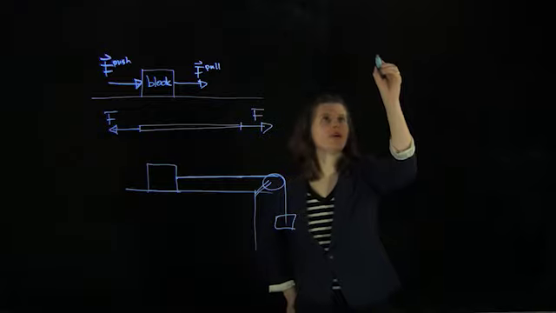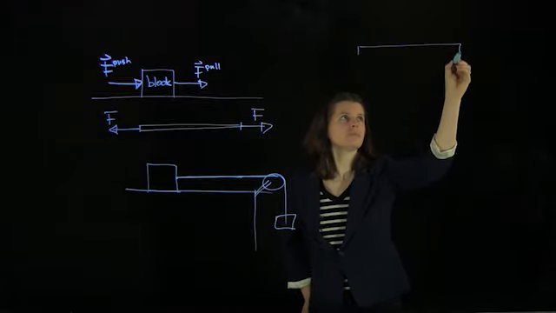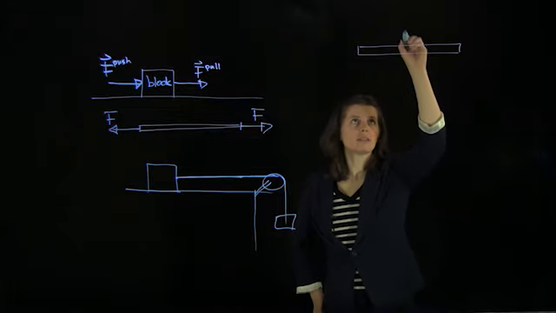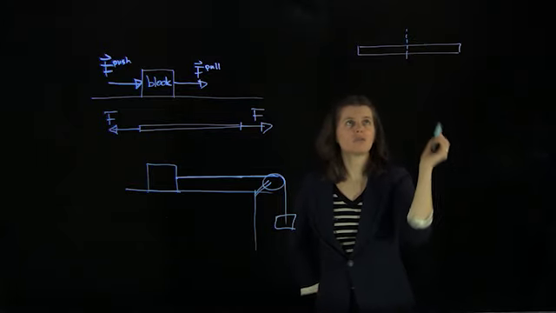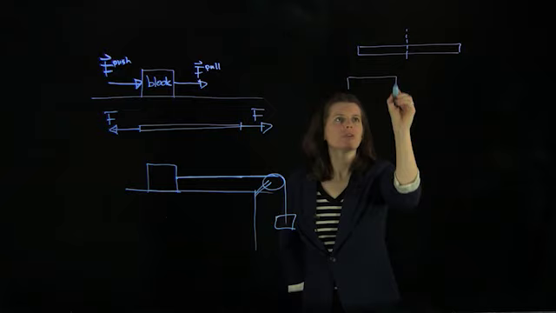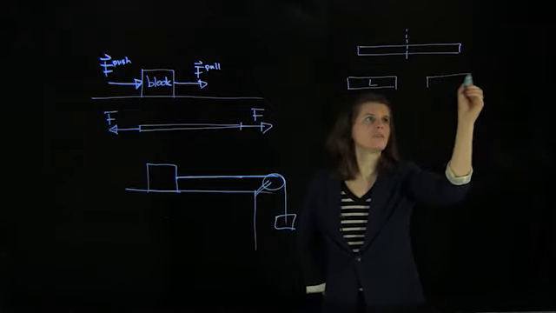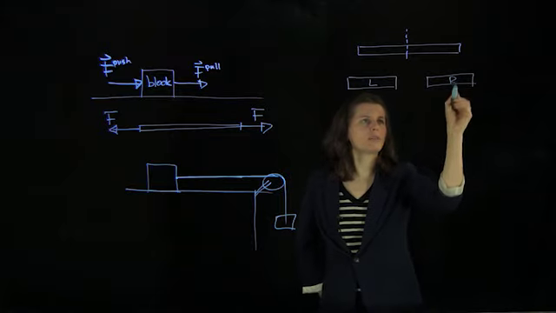So let's draw another string. And this is our string. And let's take an imaginary cut right through the middle here. And I'm going to draw both pieces here. This is the left part, and here is the right part.